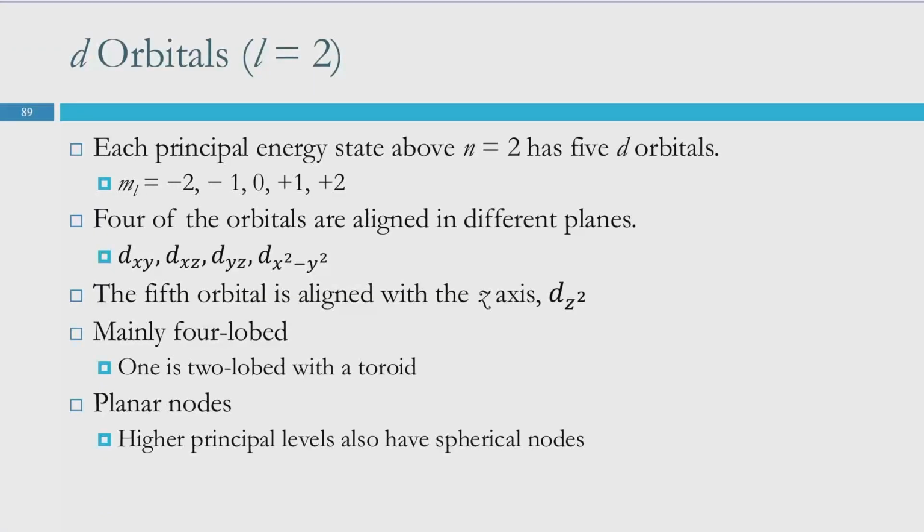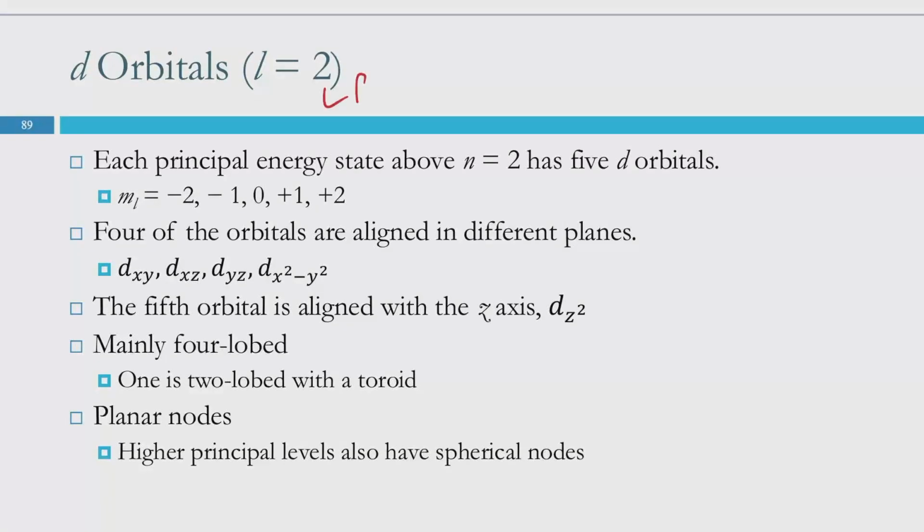And then our d orbitals, this is when L equals 2, our angular momentum quantum number equals 2. And this first appears in n equals 3, because our rule for L is that it goes from 0 to n minus 1. So if n equals 3, then we can have L equals 2. Otherwise, it's not allowed. Anything higher, we can also have it. And in our L equals 2, since our m sub L goes from negative L to positive L, we get negative 2, negative 1, 0, plus 1, plus 2, for a total of 5 orbitals.